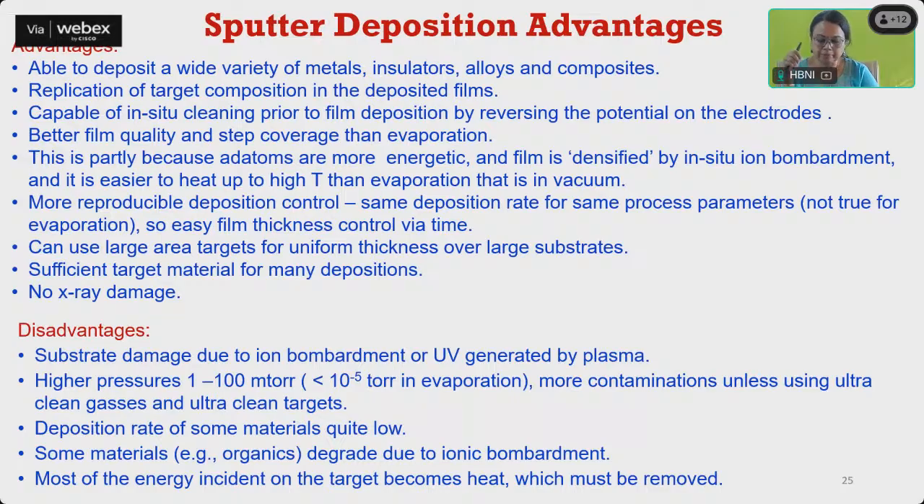You are using high pressure, so there is more contamination. There can be some argon incorporation in your film. The deposition rate for some materials is quite low, and some materials like organics can degrade due to ion bombardment, so we cannot use them. And most of the energy incident on the target becomes heat, so we generally have to cool the target.